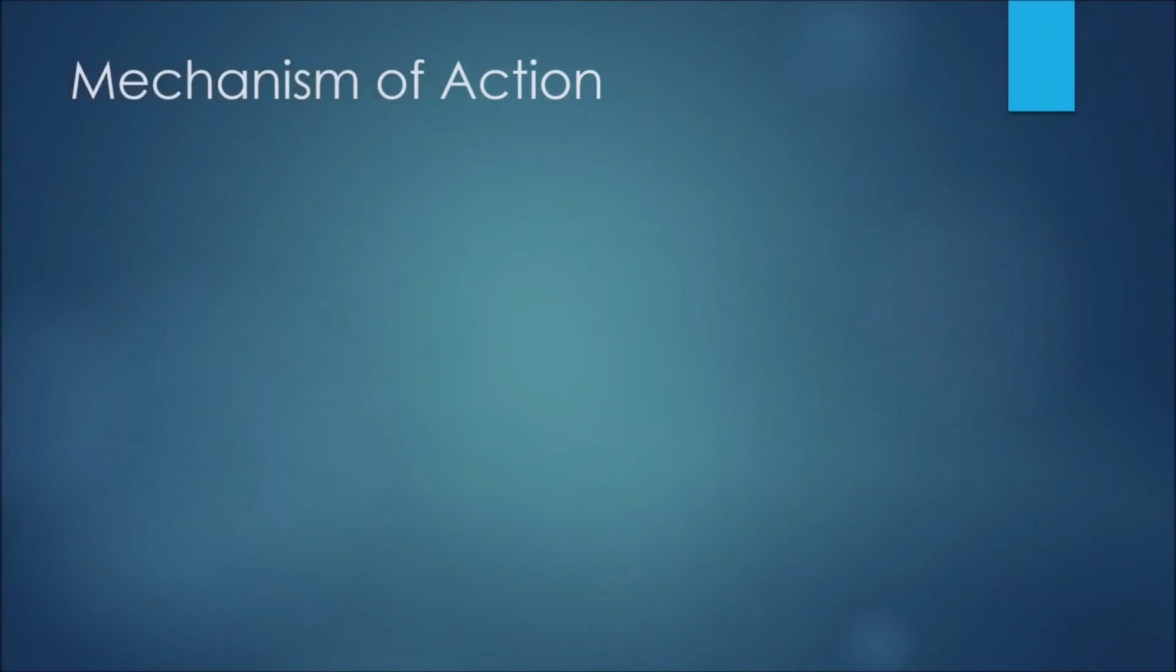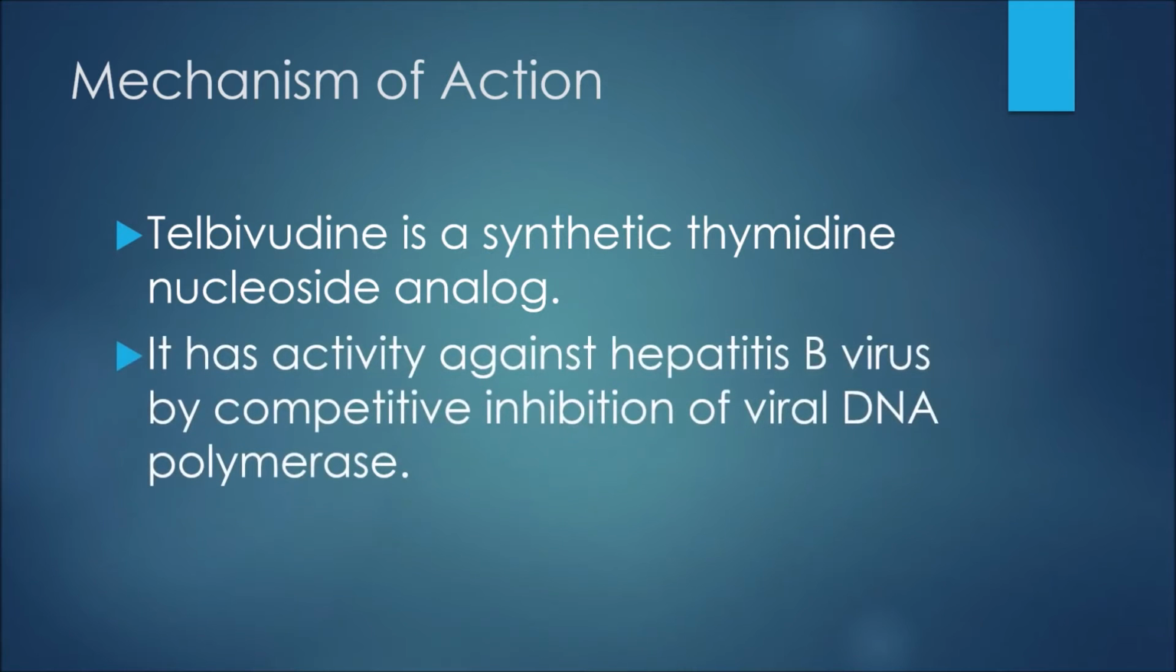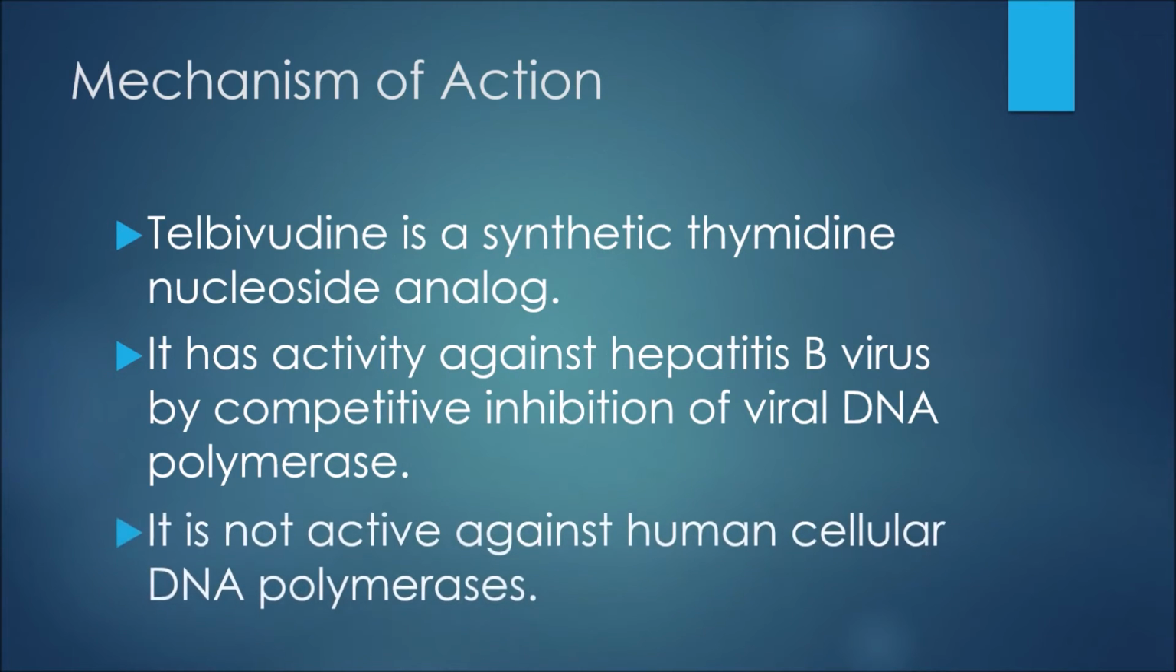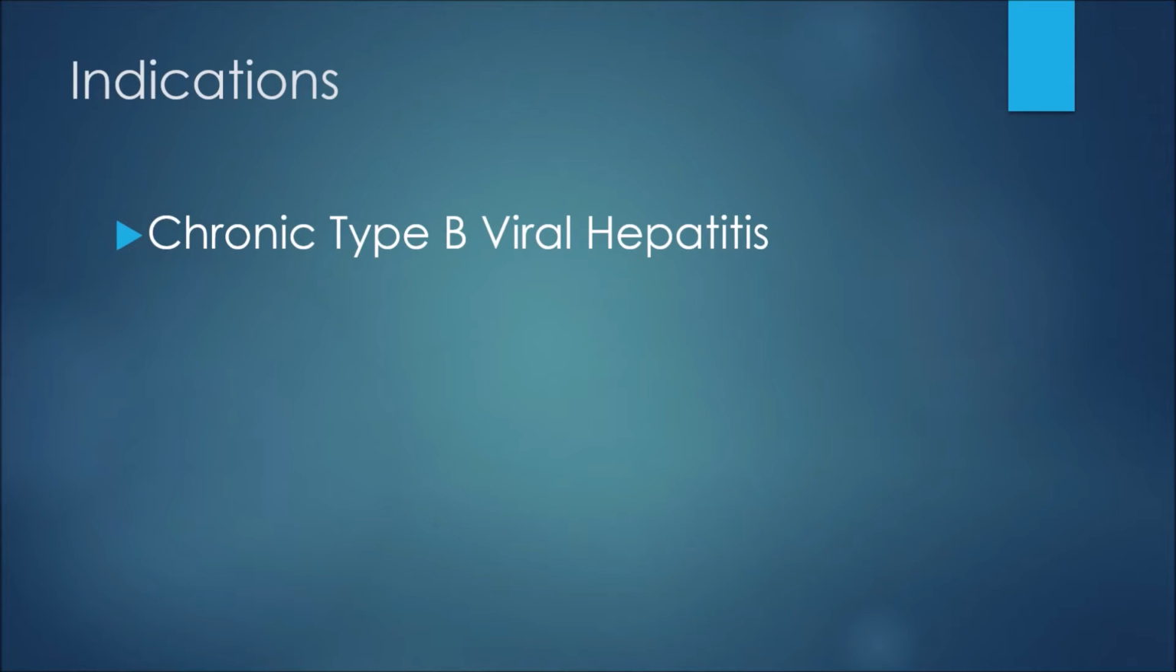So the first thing to discuss here would be the mechanism of action, or how this medication works. So Telbivudine is a synthetic thymidine nucleoside analog. It has activity against hepatitis B virus by competitive inhibition of viral DNA polymerase. It should be noted that it is not active against human cellular DNA polymerases. In terms of indications or reasons we would prescribe this medication to a patient, we would often see this medication used in the treatment of chronic type B viral hepatitis.